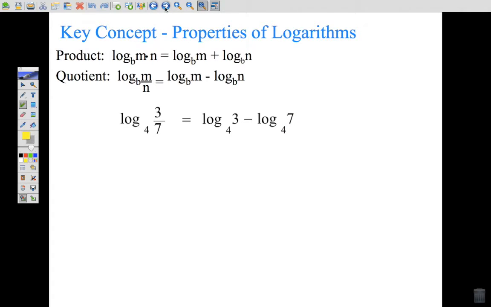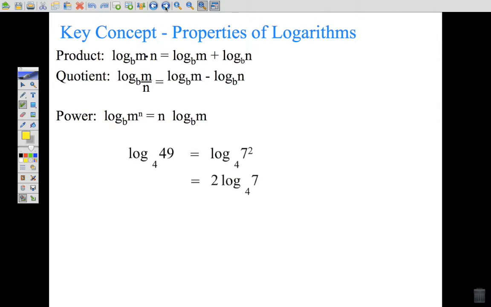Final property, the power property. If you're taking log base b of m to the nth power, that is expanded and that exponent becomes a coefficient. When you expand it, that log becomes n times log base b of m, as this example shows.